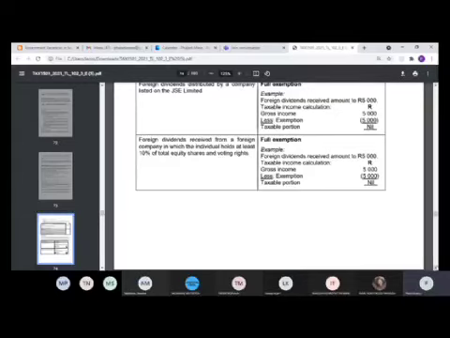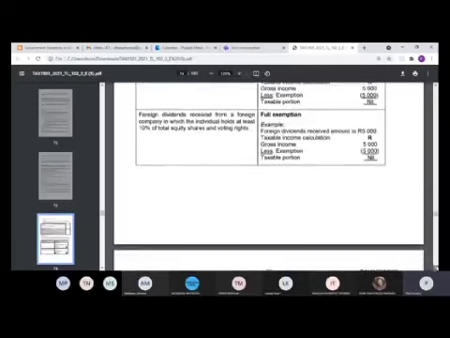Let's look at the foreign dividends received from a foreign company in which an individual holds at least 10% of their total equity shares and voting rights. Let's look at how they treat the full exemption in terms of the tax. So it says the foreign dividends received amount to 5,000 rand, the taxable income calculation has gross income of 5,000 rand, and the exemption will be 5,000 rand. But I want you to look at the difference between the first part and the second part. The first part dealt with the JSE listing, and the other one deals with a person who's holding 10% equity shares along with voting rights.